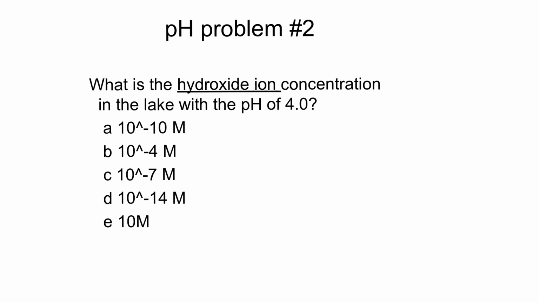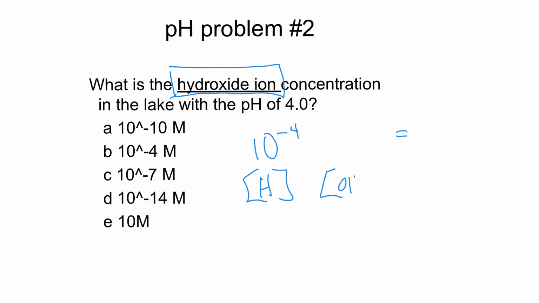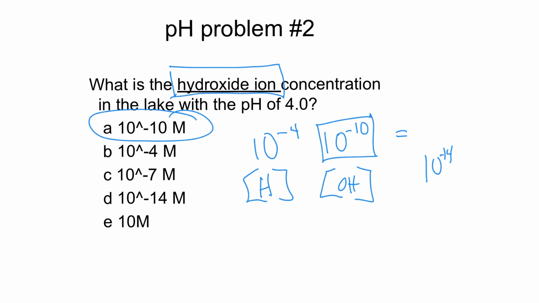Now it says, of that same lake, what is the hydroxide ion concentration? Well, if the hydrogen ion concentration was 10 to the minus 4, right? So this was the hydrogen ion concentration. And I know that the hydroxide ion concentration multiplied by that has to be 10 to the minus 14, right? By that one slide that I just showed you. The hydroxide ion concentration has got to be 10 to the minus 10. And so that's my answer for this problem.